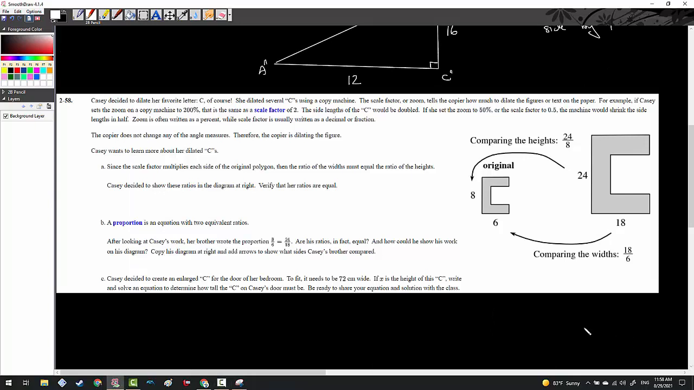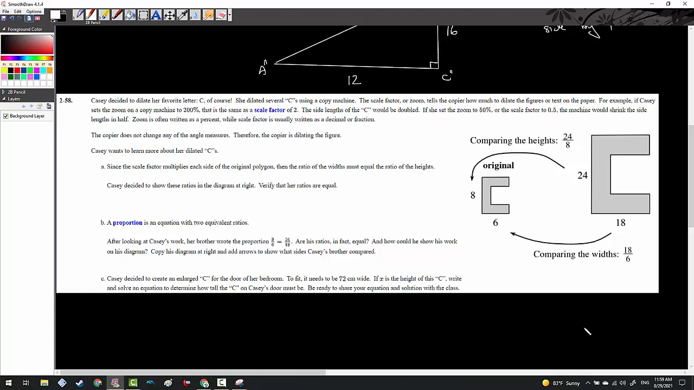All right, and we're back here with 2-58. It says, Casey decided to dilate her favorite letter C, of course. She dilated several C's using a copy machine. The scale factor, or zoom, tells the copier how much to dilate the figures on the paper. For example, if Casey wants to set the zoom to 200%, that's the same as a scale factor of 2. The side length of C would be doubled. If she sets the zoom to 50% or scale factor to 0.5, the machine would shrink the side in half.